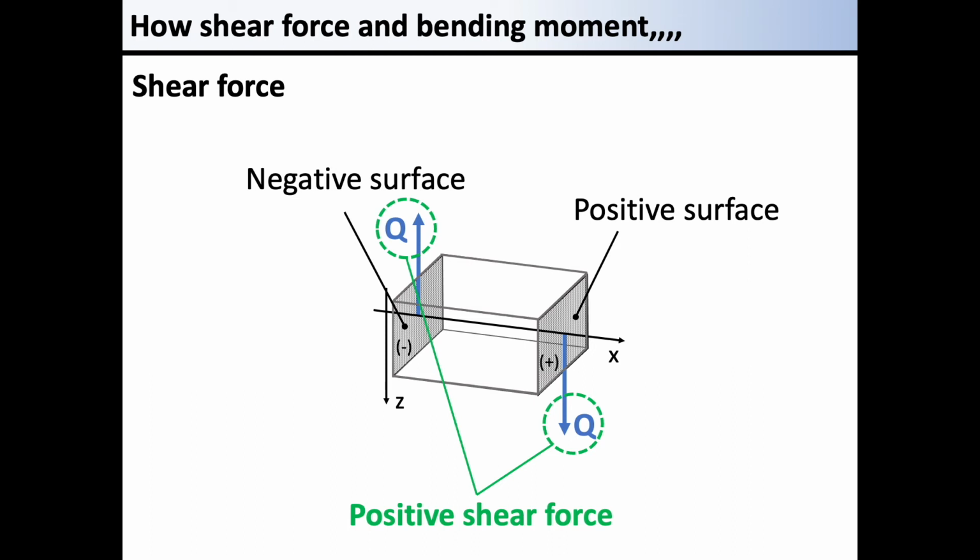On the positive surface, the positive shear force is a force toward the positive direction along the z-axis, as well as a force in the negative direction along the z-axis on the negative surface. You may not understand it right away now, but you may get used to it by confirming the positive and negative of shear forces each time as they appear later.